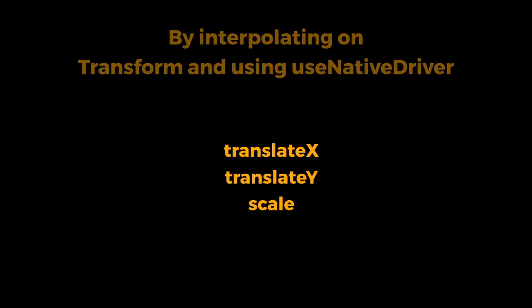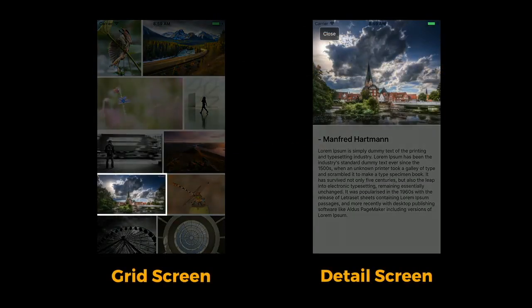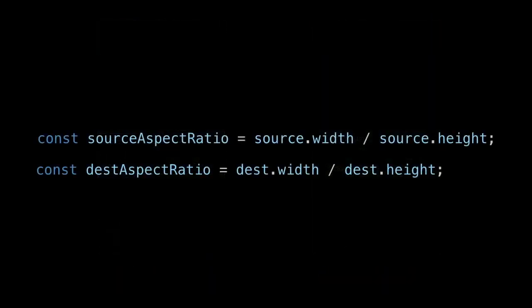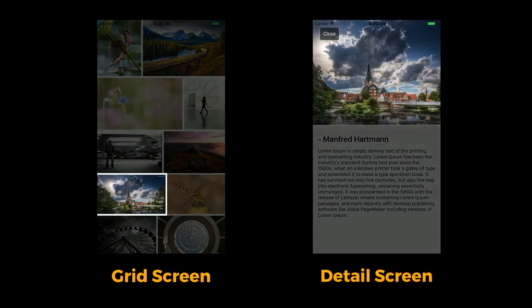If I have to change from one size to another, I'll use scale for it. And if I have to change from one position to another, I'll use translateX and translateY, right? So that's the alternative way of doing it. Coming back to this, I have a grid screen and a detail screen, and I need to change from one image to another. I'll just go back a bit. Yeah, I need to change from one size to another and from one position to another.